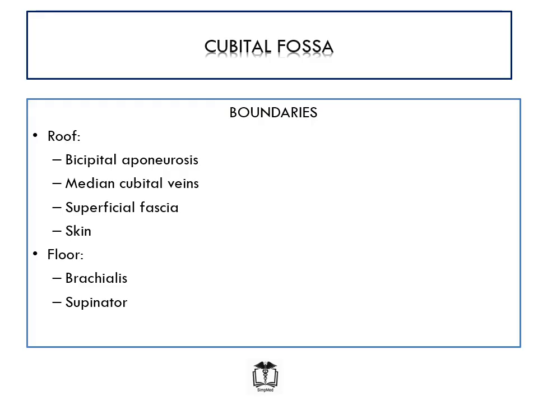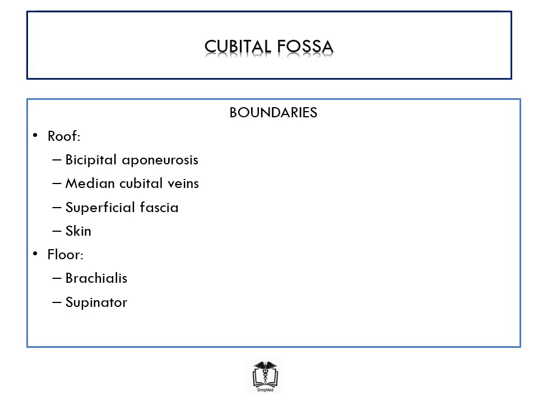The cubital fossa also has a roof and a floor. The roof is formed largely by the skin, followed by the superficial fascia, then a vein found directly beneath the superficial fascia called the median cubital vein. We talked about this vein when talking about the venous drainage of the upper limb. And then just directly beneath the median cubital vein, we have the bicipital aponeurosis. So going from the most superior structure to the most inferior structure, we have skin, superficial fascia, median cubital vein, and bicipital aponeurosis. All four of these structures give rise to the roof of the cubital fossa.